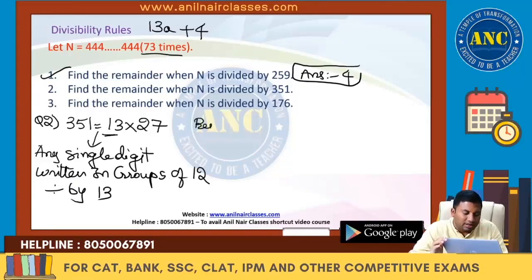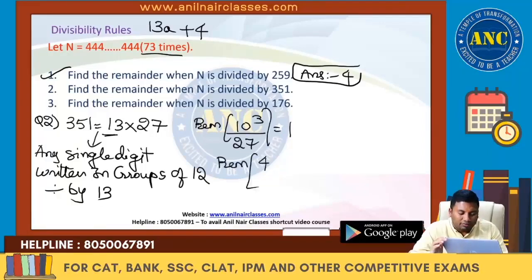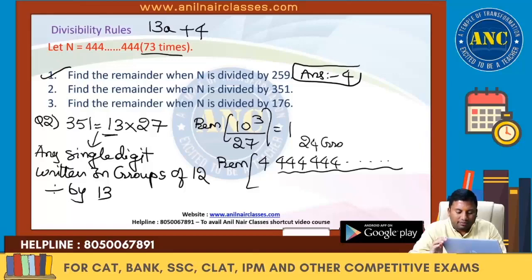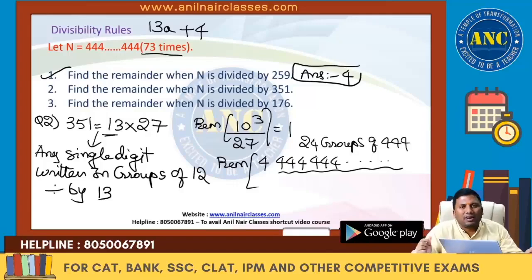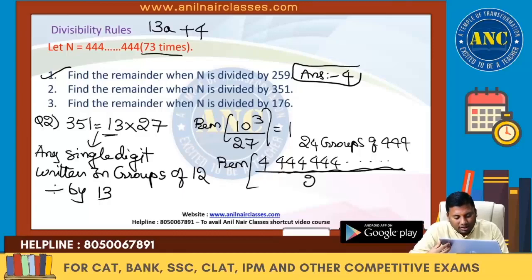27 is nothing but 10 cube divided by 27, which is 1. So if I take it into groups of 3, 4, 444, 444, and so on. So this is nothing but 24 groups of 444. Can I write? 444 is a 3-digit number, a 3-digit number written 24 times. 3 24s are 72. 1 more 4 is left when divided by 27.